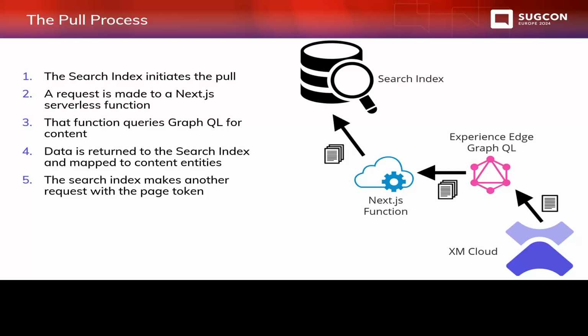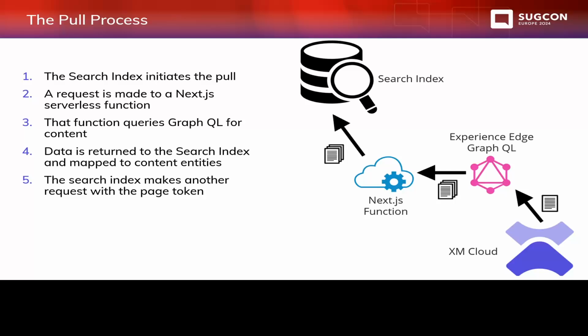So the first thing we're going to talk about is the pull process. And just a quick note about what I was saying, that sort of strategy can apply to really most any search provider you're using with XM Cloud. If you're using Sitecore Search, that's exactly what you're going to set up when you're implementing Sitecore Search. My particular customer, of course, came with their own search provider, and that is the power of composability.